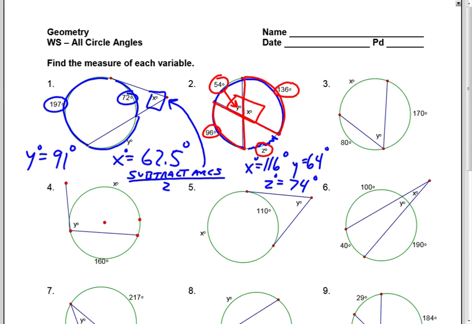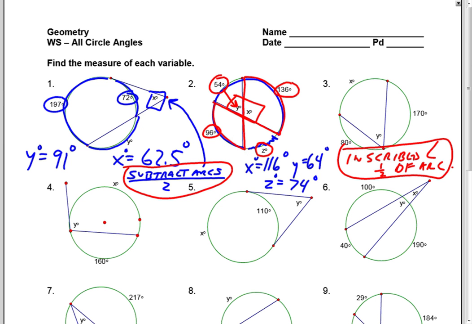What kind of angle is number 3? Inscribed. What's the rule? Half of the arc. Until you have memorized all of this, I recommend writing down these little informal rules that we came up with. I've got x equal to 110, and half of that is 55. Look good?